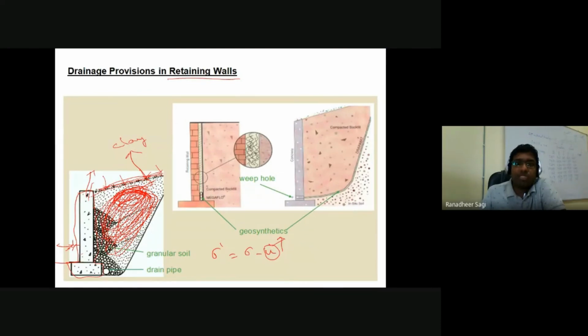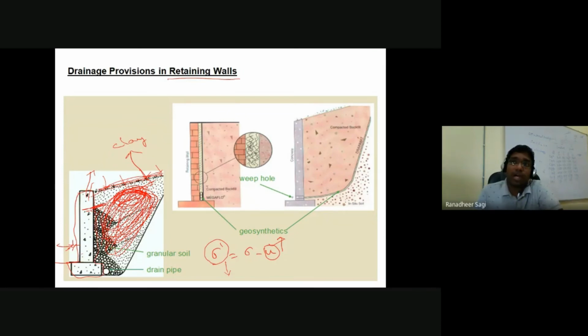And if the pore water pressures are continuously increasing, then automatically the effective stress starts coming down. If the effective stress which is getting developed is coming down, then automatically the load carrying capacity of this retaining structure, which we are trying to talk about, also comes down.